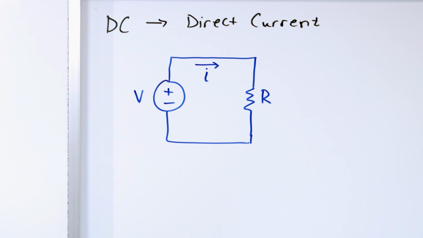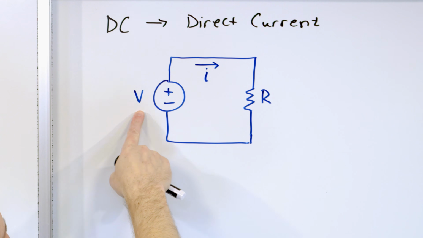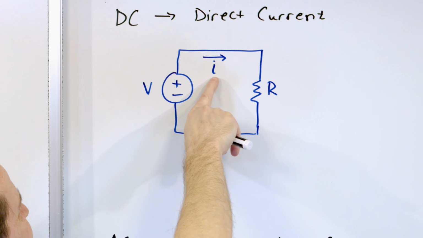So DC stands for direct current. And so I have a very simple little diagram of direct current up here on the board. So this is a very simple circuit with a single voltage source and a single resistor and a single current.